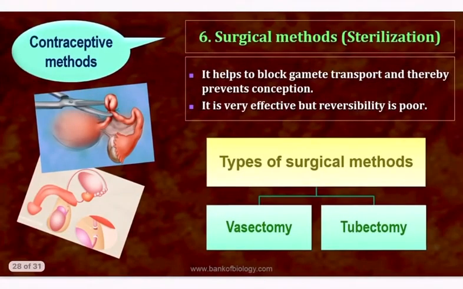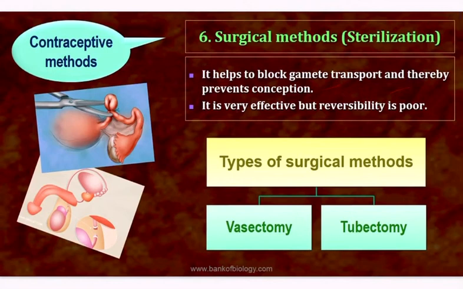So progestogens or progesterone-estrogen combinations, and IUDs, are used as emergency contraceptives within 72 hours of coitus. It avoids pregnancy due to rape or casual intercourse. So this is the use of that. And the surgical method, finally, helps to block gamete transport and thereby prevents conception. It is very effective, but reversibility is poor.